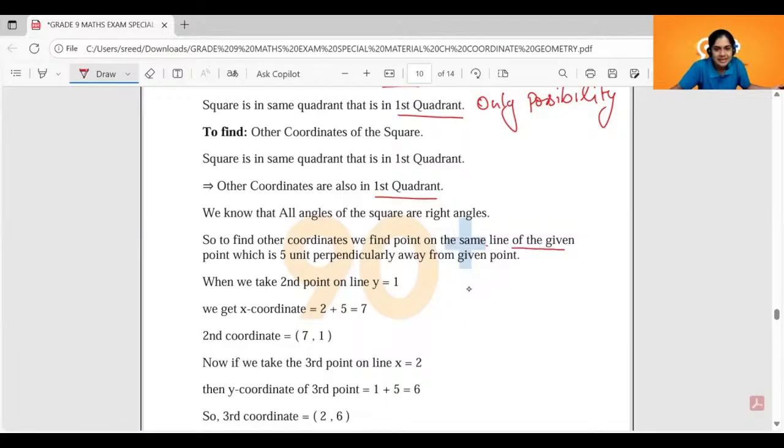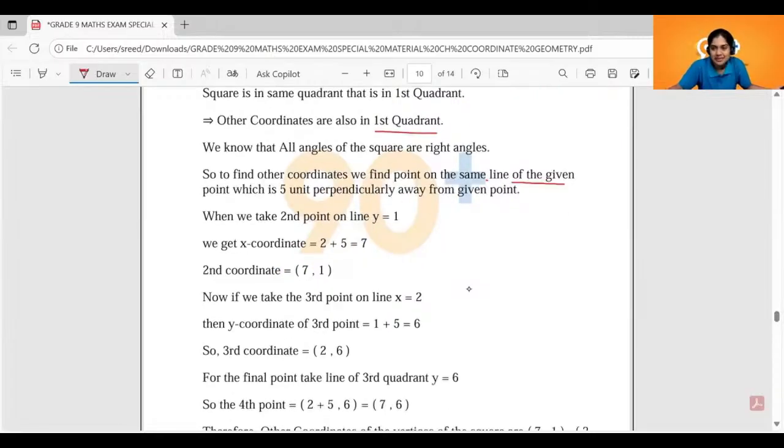So when we take the second point on the line y equal to 1, the x coordinate will be 2 plus 5, which is 7, right? Just like what we have drawn, correct? So we get the x coordinate equal to 7. Second coordinate is 7, 1. Now if we take the third point, x equal to 2, then the y coordinate will be 1 plus 5, which is equal to 6. Sometimes you won't understand the writing over here, but you understood how you draw the figure, right? So the third coordinate will be 2, 6.